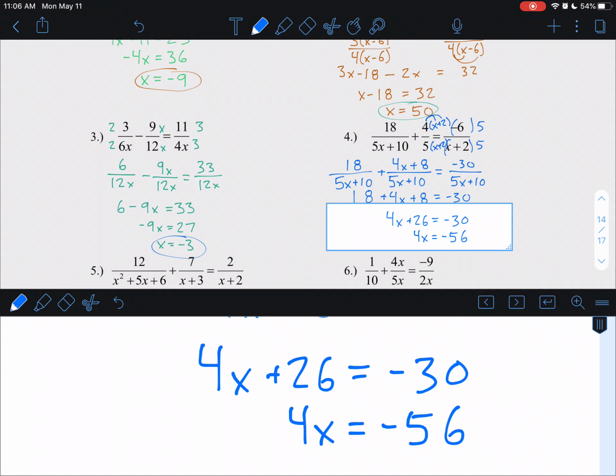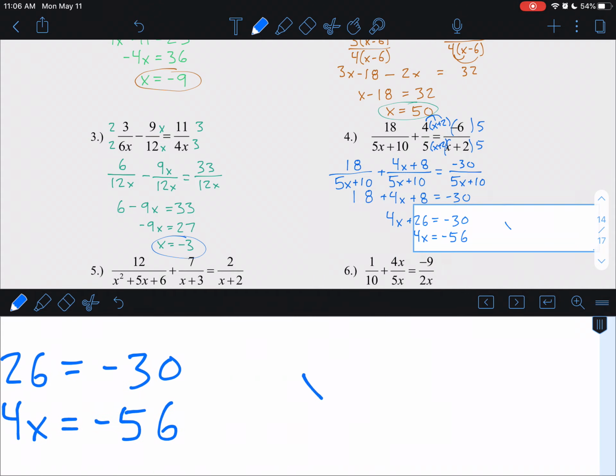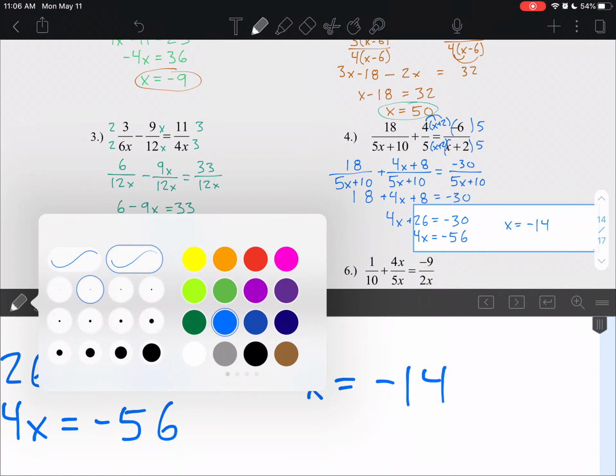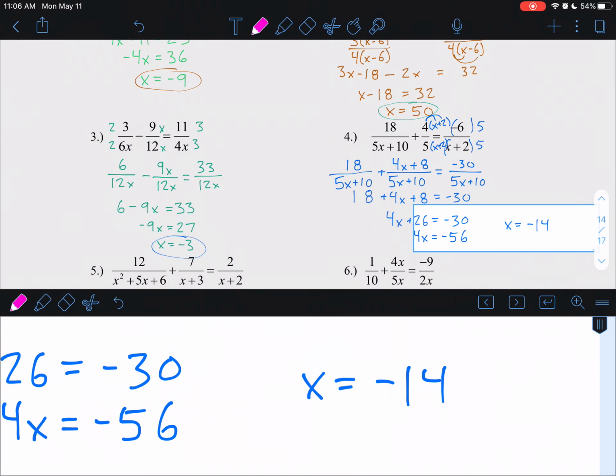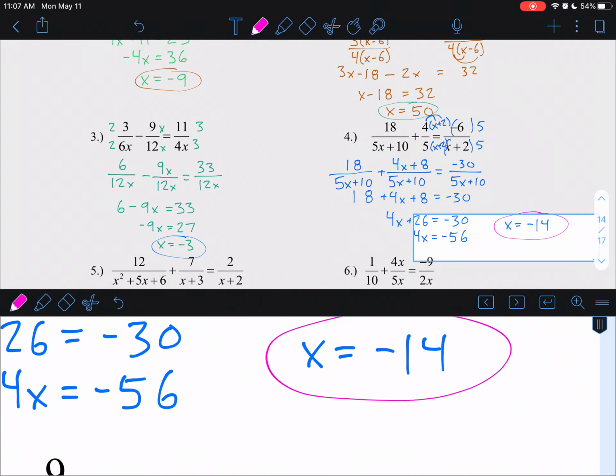And divide both sides by 4. X equals, is that negative 14, I believe? Yeah, negative 14. Yes. So x equals negative 14 on this problem. And yeah, that's all we have to do. Find that common denominator.